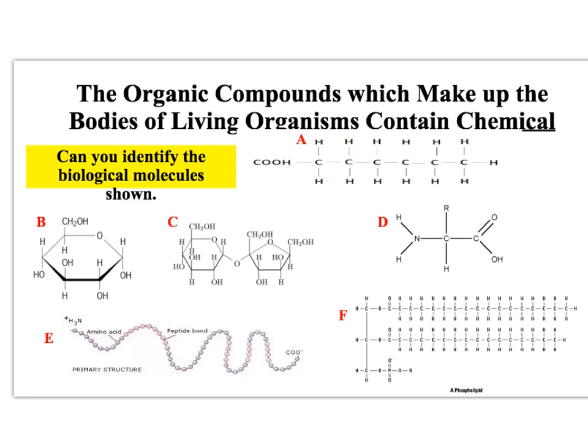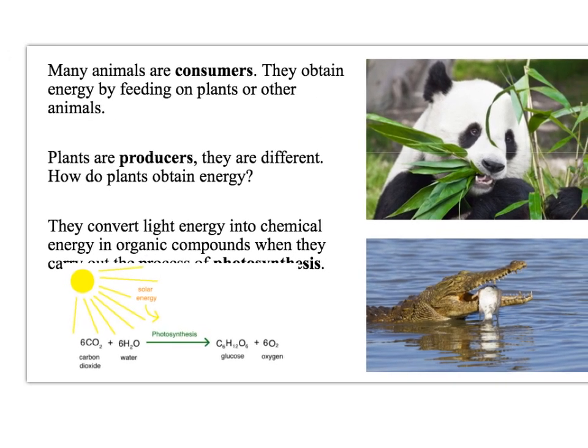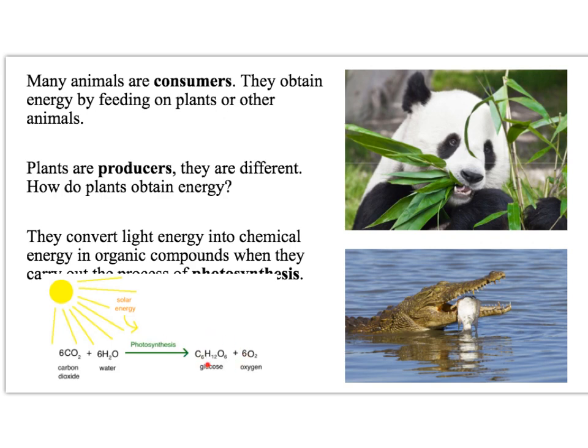So use your notes on respiration from the start of year 13, just to recap how that works. So we went through the definitions before, but just as a reminder, animals, usually consumers, they obtain energy by feeding on plants or other animals. Plants being producers, so they use photosynthesis to convert carbon dioxide into molecules like glucose, and glucose then contains the energy in the bonds, which can be used later on in processes such as respiration.